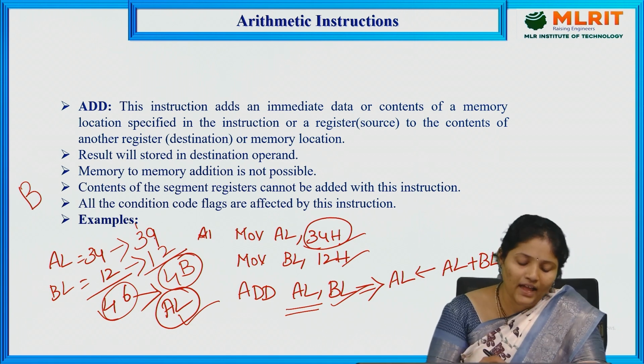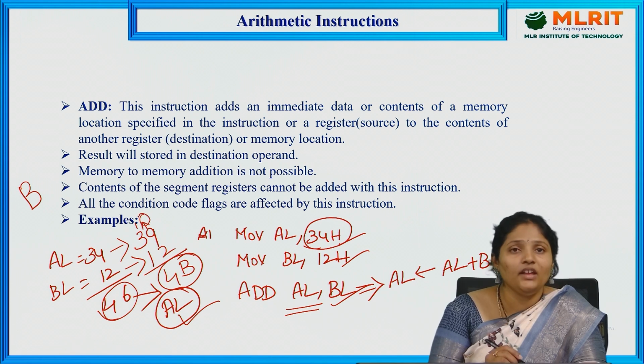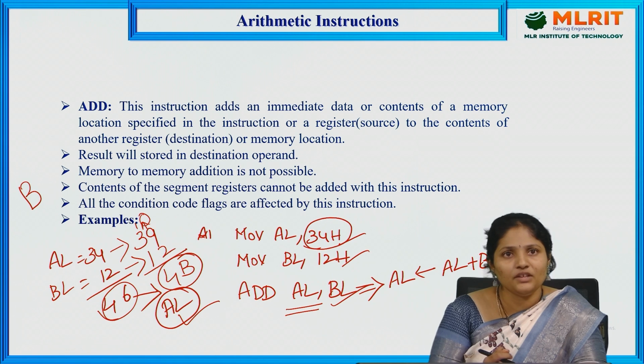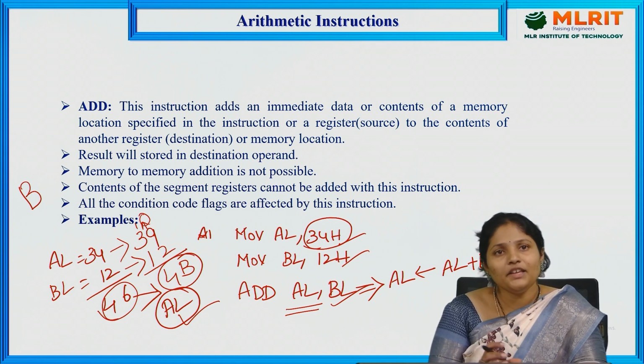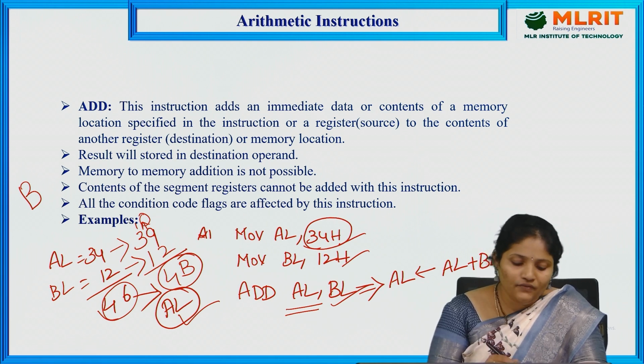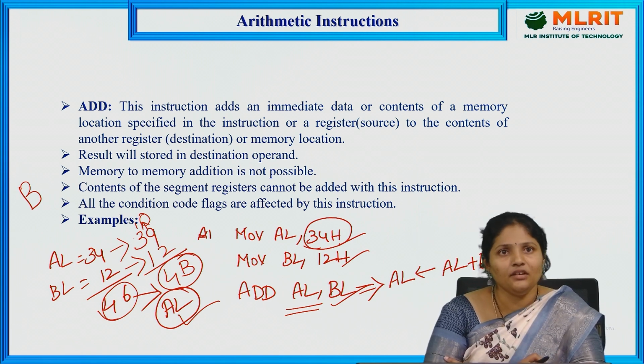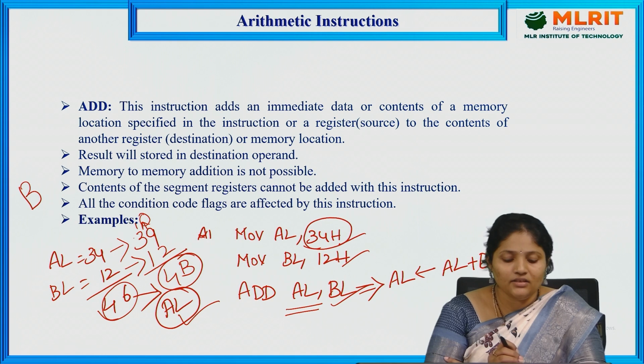If the lower nibble of the data generates a carry after performing any operation, that carry is represented as the auxiliary carry, one of the condition codes of the flag register, and it will be set to 1. And if we have a carry after 8-bit or 16-bit addition, such carries are considered the carry flag. The carry flag will be enabled as the condition code flag.